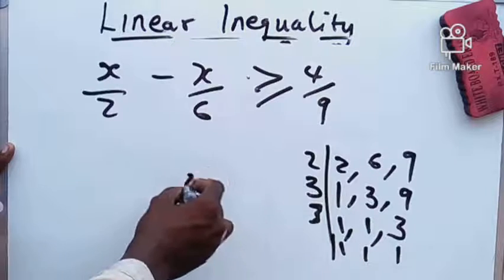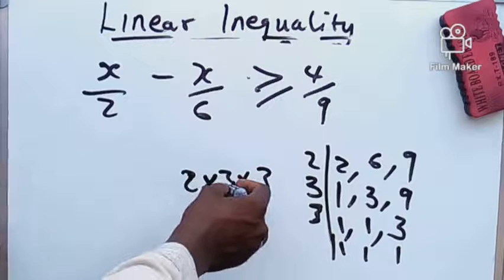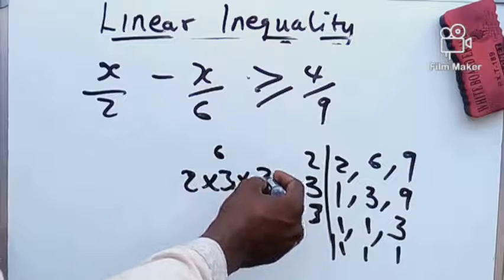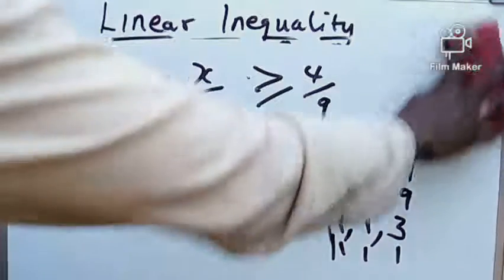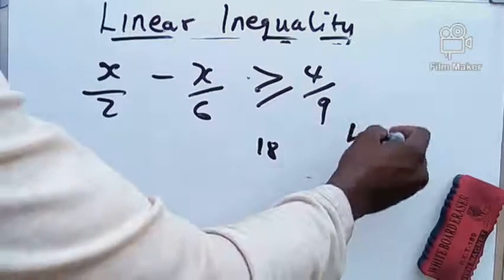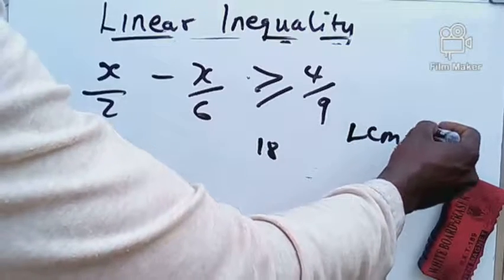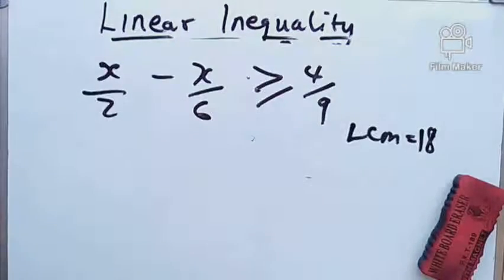So the LCM is 2 multiplied by 3 multiplied by 3. And what is that? 2 times 3 is what? 6. 6 times 3 is what? 18. So that is the LCM. So we've gotten our LCM, which is 18. So the next step is to take each of the fractions and multiply them by the LCM.